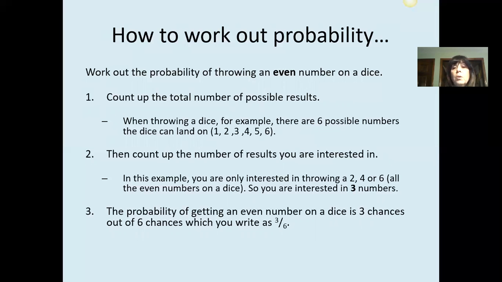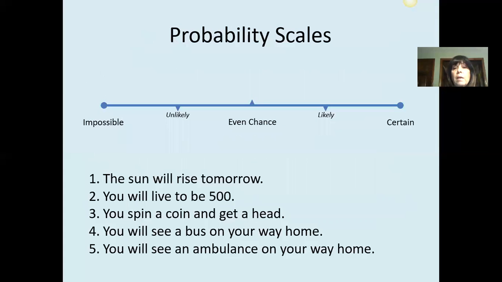All right, we're interested only in getting an even number. So even numbers out of that group are 2, 4, and 6, which means I would be interested in throwing only those numbers. So that's 3 possibilities that are success, and there were 6 in the total set. So the probability of getting an even number on a die would be 3 out of 6.